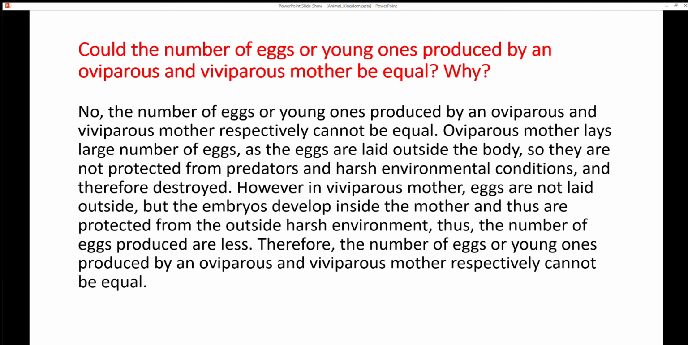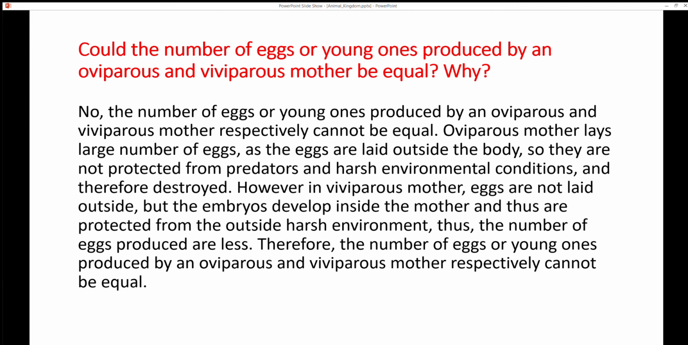But in a viviparous mother, eggs are not laid outside; the embryos develop inside the mother, thus protected from the harsh outside environment. So even if only one develops, it is enough to grow. The number of eggs produced here is less. Therefore, the number of eggs and young ones produced by oviparous and viviparous mothers respectively cannot be equal. It is completely different, because a viviparous mother can take care of her baby, but an oviparous one can leave the eggs somewhere. A crow will hatch the eggs outside like that.